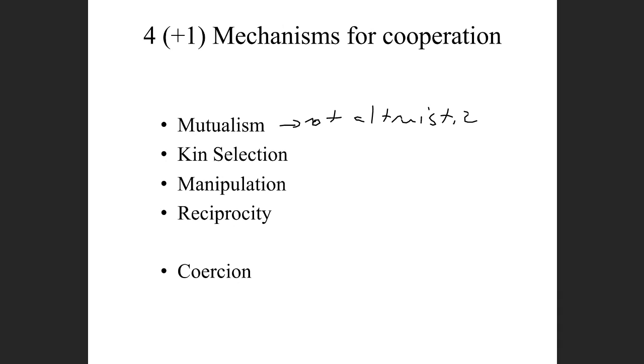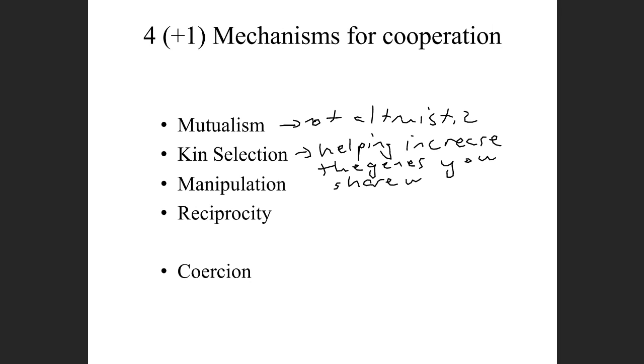Kin selection, which we're going to spend a chunk of time on, is when the evolutionary mechanism is that you're helping increase the genes that you share with relatives. And this is well explained in Dawkins, and it's pretty easy to understand.